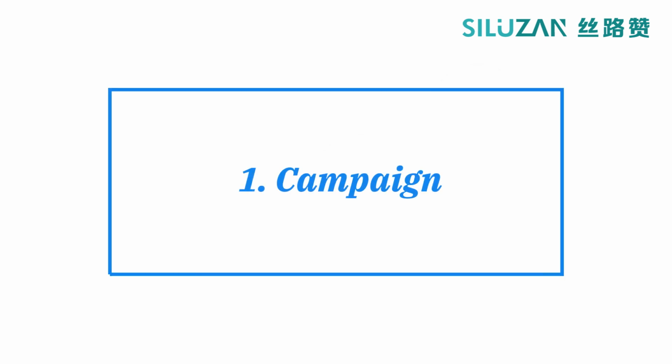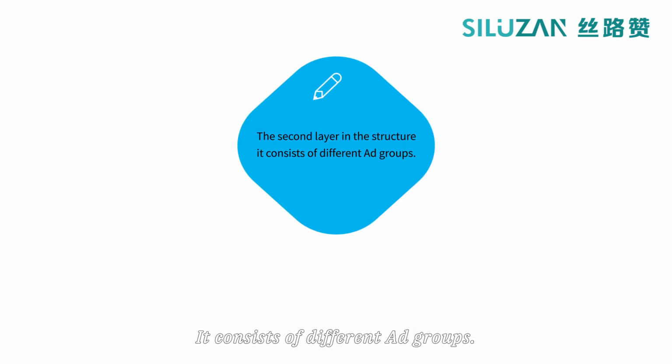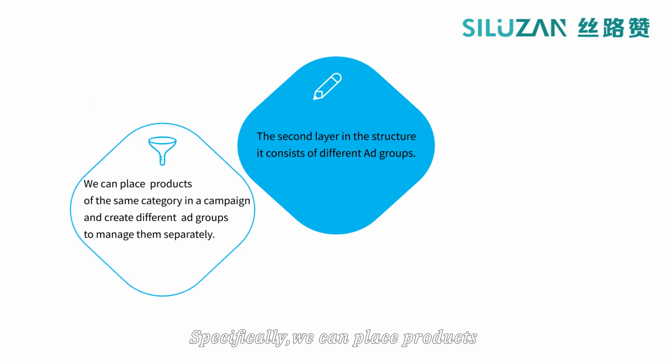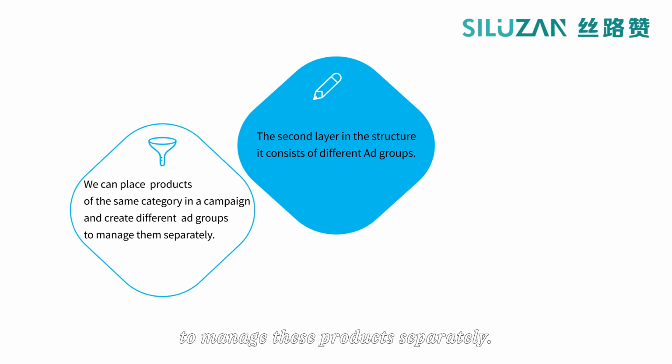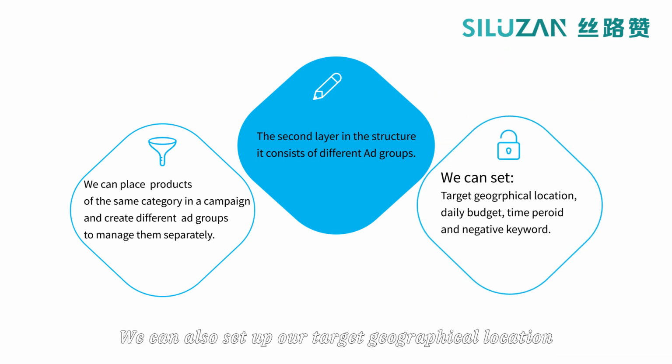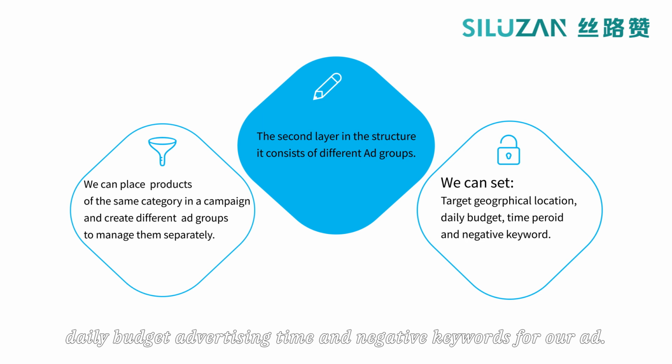1. Campaign. Our campaign is the second layer in the structure. It consists of different ad groups. Specifically, we can place products from the same category in a campaign and later create an ad group under that particular campaign to manage these products separately. We can also set up our target geographical location, daily budget, advertising time period, and negative keywords for our ad.